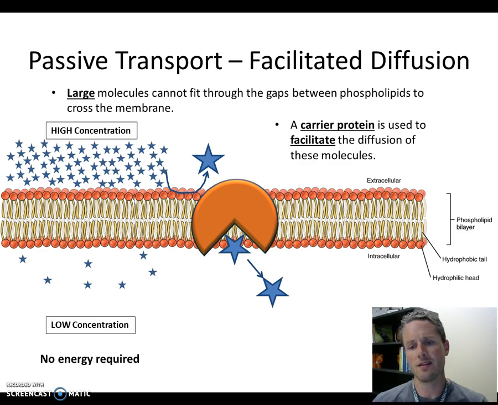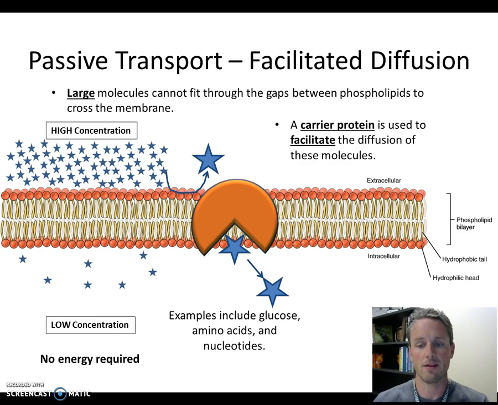You see, by doing this process, we never have an open tube through the membrane that, again, lots of small things can fit through. So carrier proteins grab onto a large molecule, close around it, and then dump it onto the other side of the membrane. So some examples of molecules that are moved in this fashion would be things like glucose, amino acids, and nucleotides. So the monomers that we make the biological macromolecules out of are things that are commonly moved by facilitated diffusion.